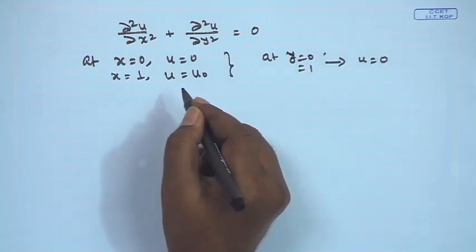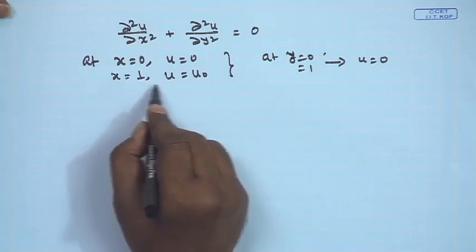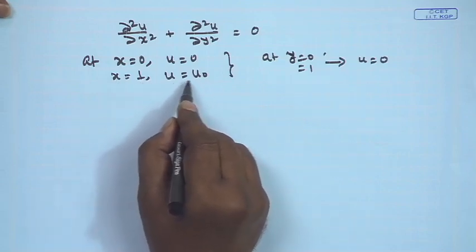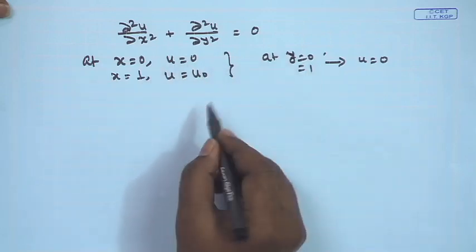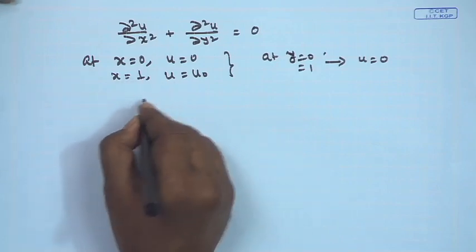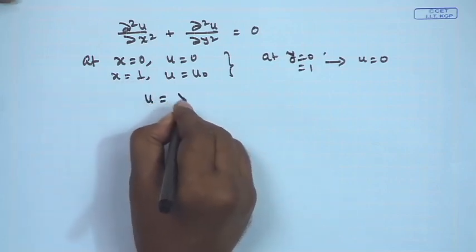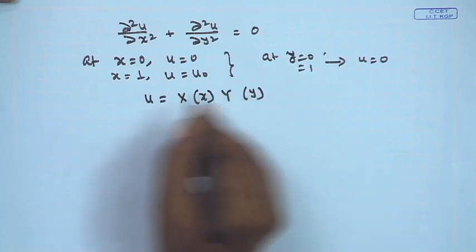Now, in this particular problem, the boundary condition located at x = 1 is a non-zero, non-homogeneous boundary condition, but everywhere else it is a Dirichlet boundary condition. Let us see how the solution looks. We will be attempting a separation of variables type of solution.